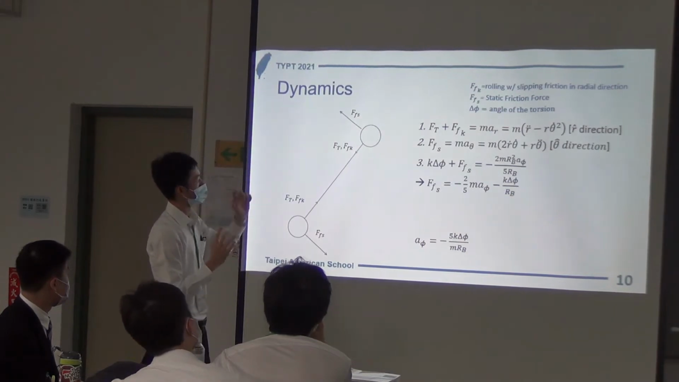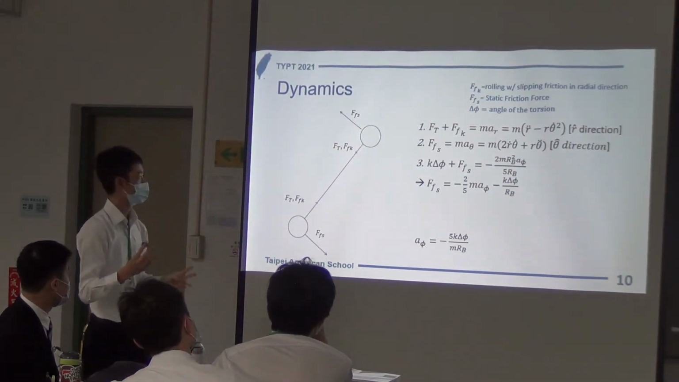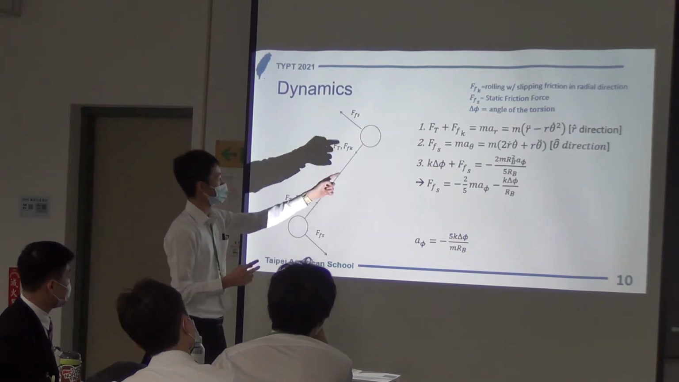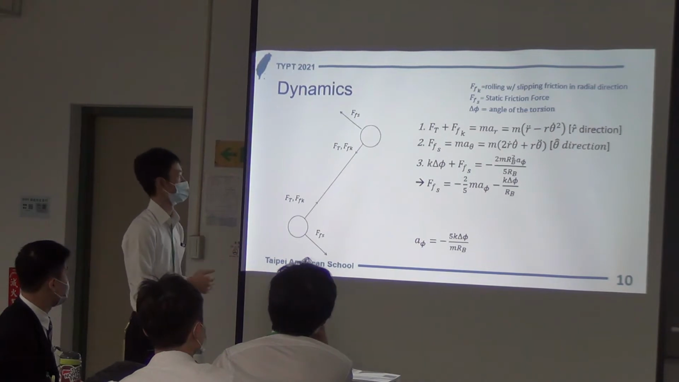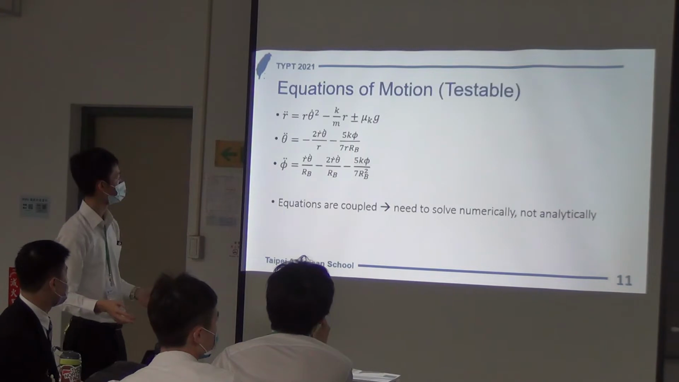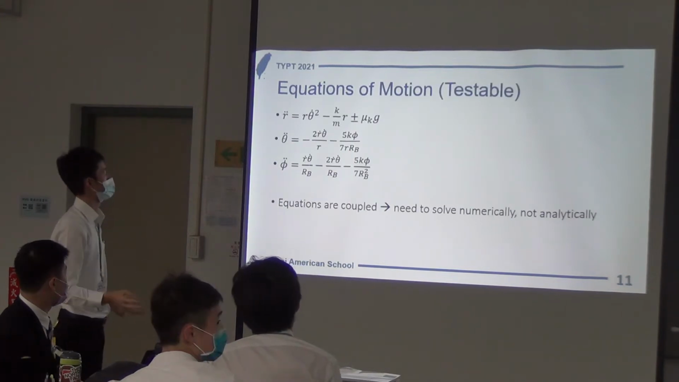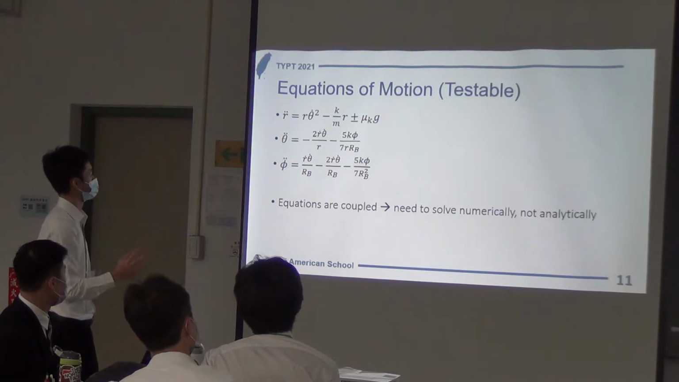The second equation is basically the same thing except it's for the theta direction. And our third equation is actually the torque equation, where K delta theta will be the torsional torque exerted by the rubber band on the ball, and that will be balanced by the static friction force that also comes with the torque. And we can rearrange those equations of motion to get these three coupled equations of motion.